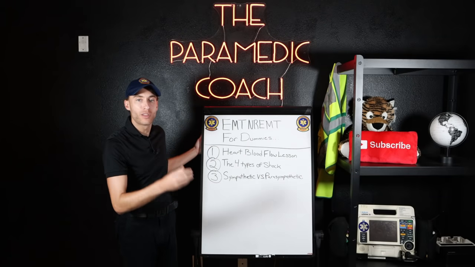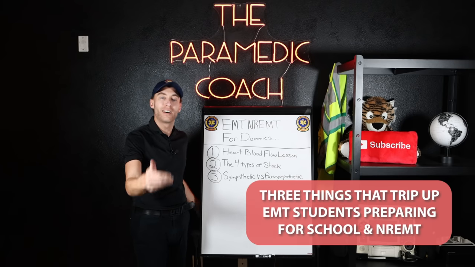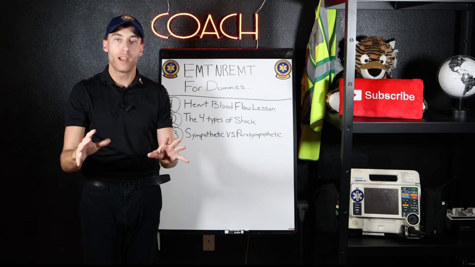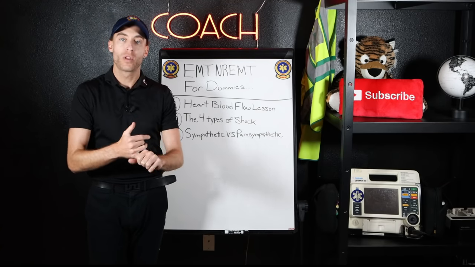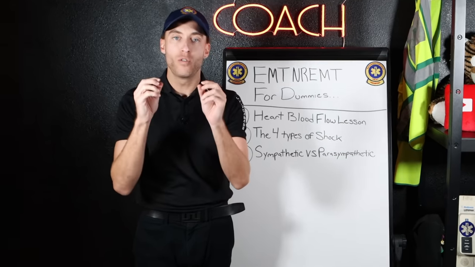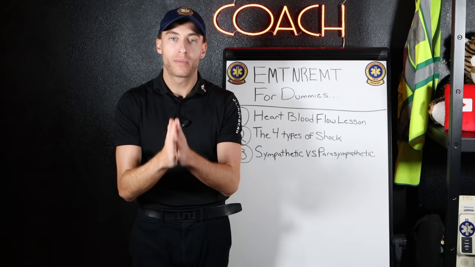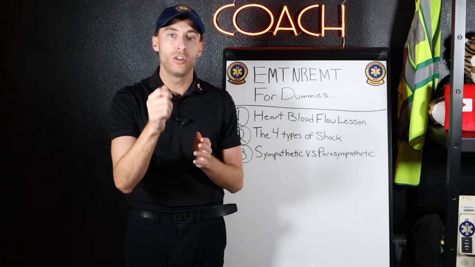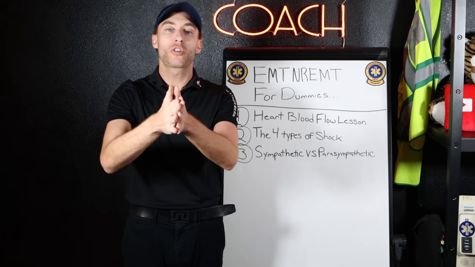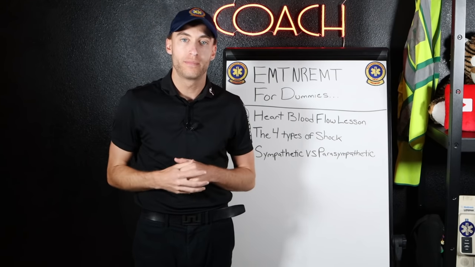Now today we're talking about the three things that trip up EMT students that are in school and studying and preparing for your national registry. Now, number one, I'm gonna go over today, full lesson, heart blood flow, the four types of shock, and finally, sympathetic and parasympathetic. If you watch this entire video right here, you will never, ever get tripped up with these topics ever again, and you will get so confident by watching this video over and over again that you'll be able to teach other people what I'm about to share with you once you have it down cold. Now, here we go.